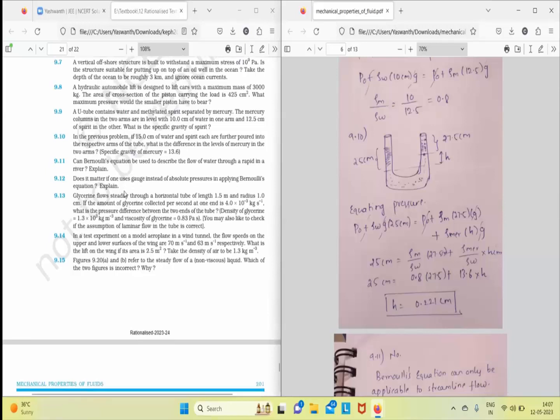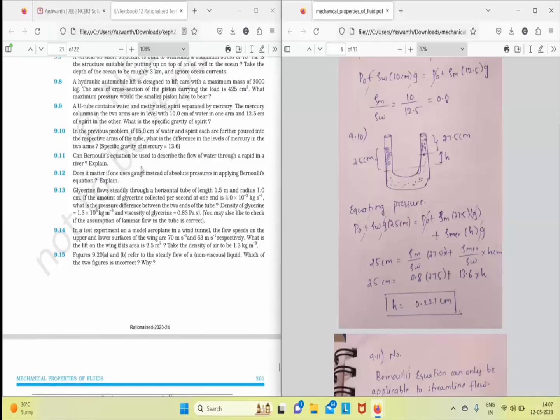Going to the next question. Can Bernoulli's equation be used to describe the flow of water through a rapid in a river? Explain. When I explained the Bernoulli's principle, I stated that Bernoulli's equation can only be applied in a streamlined flow. A streamlined flow means in liquid you have multiple layers and one layer should not intersect with another layer. Like all the layers in the liquid should be parallel to each other. This kind of flow we call streamlined flow. So Bernoulli's equation can only be applied to streamlined flow of fluid.